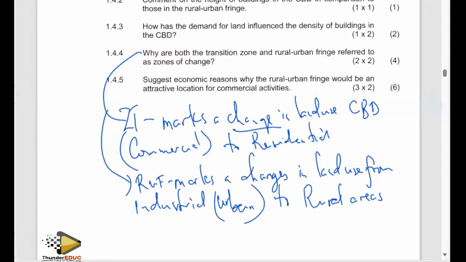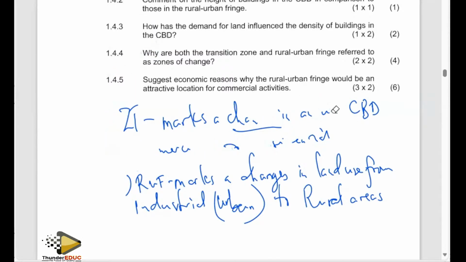And if you check the zone of transition, it is also marking a zone of change from commercial land use zone, which is the CBD, going into residential zone. So basically, that is why we are referring to those zones as zones of change. We move on to the next question.